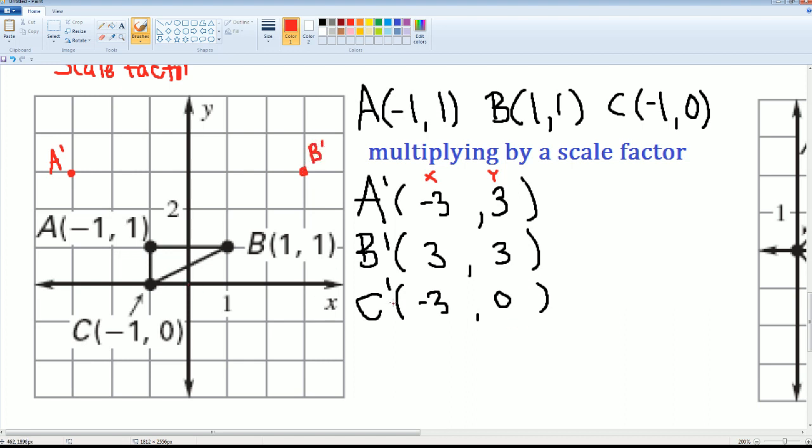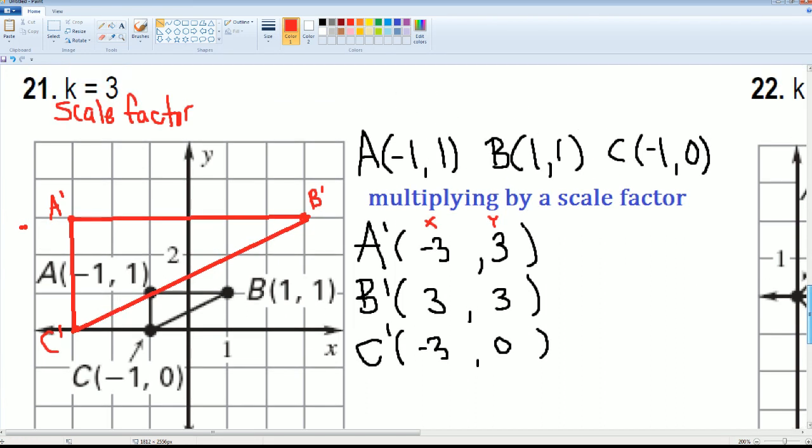Negative C prime, -3 in the x, 1, 2, 3. This is -3. Go down 0. There you go. This is C prime. Okay, now connected by a straight line. I tried to make it straight. Okay, there you go.